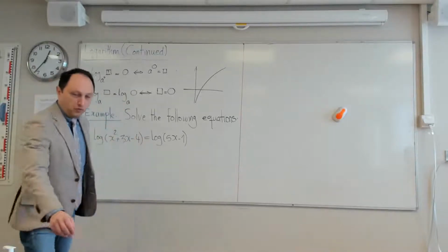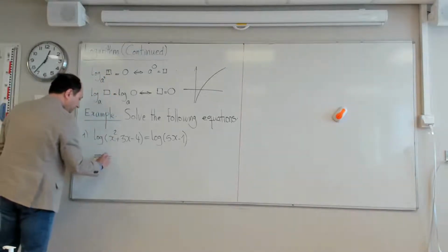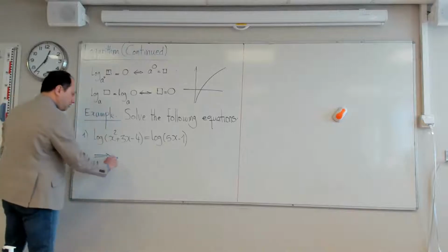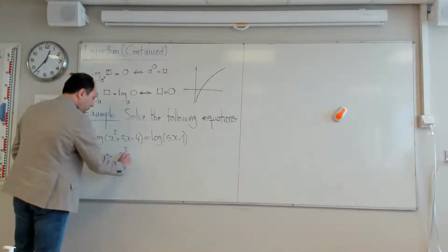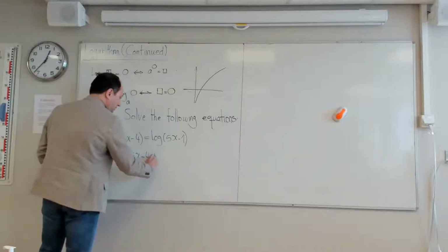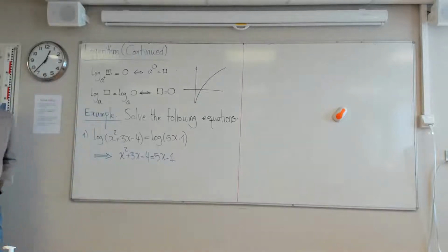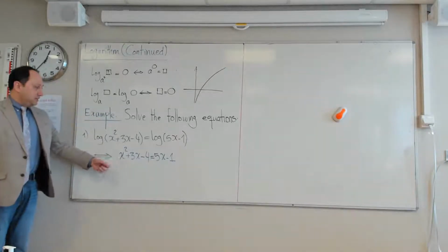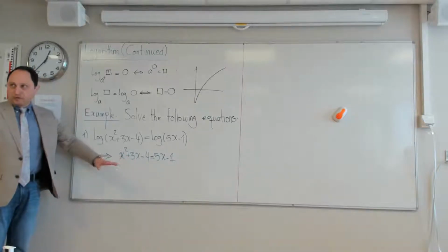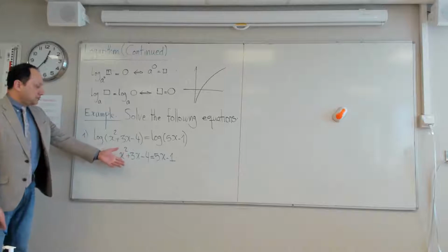So it means that if I want to solve this problem, it's very simple. What can I conclude immediately? I can conclude that x squared plus 3x minus 4 is equal to 5x minus 1. Yes? And then I am relieved because I already know how to solve this problem if I have done my homework very well. So this is a quadratic equation.